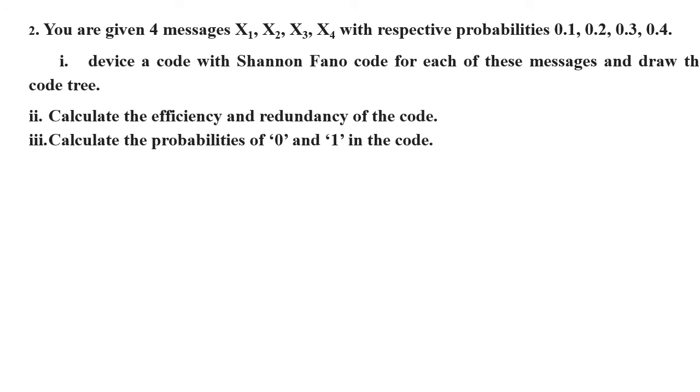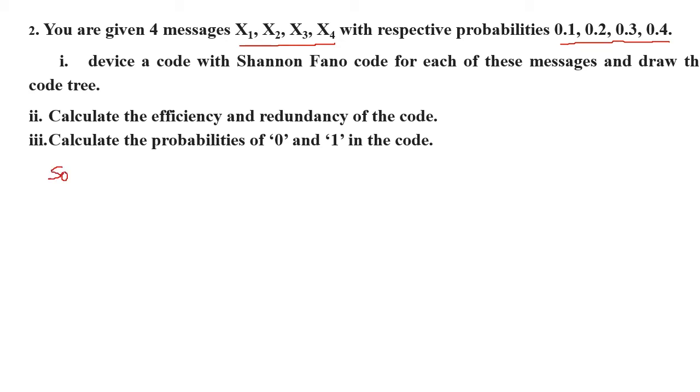Next problem: you are given 4 messages x1, x2, x3, x4 with respective probabilities 0.1, 0.2, 0.3, 0.4. First question, devise a Shannon-Fano code for each of these messages and draw the code tree. Second, calculate the efficiency and redundancy of the code. Third, calculate the probabilities of zeros and ones.